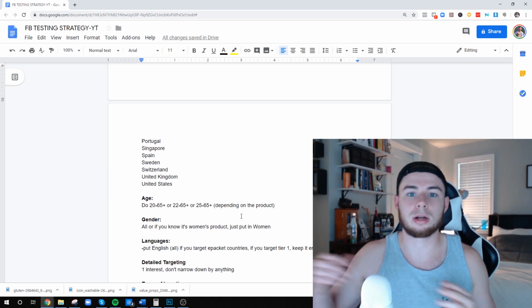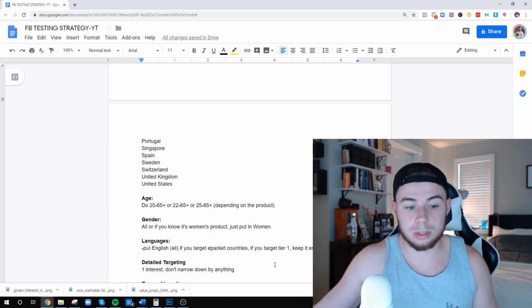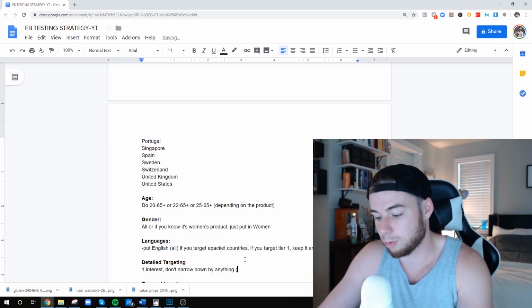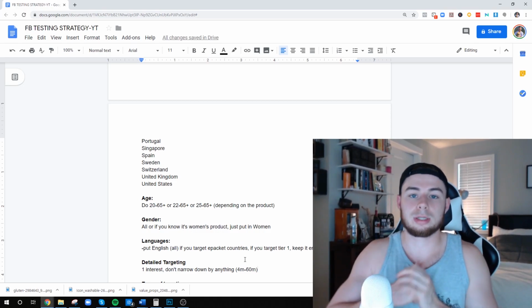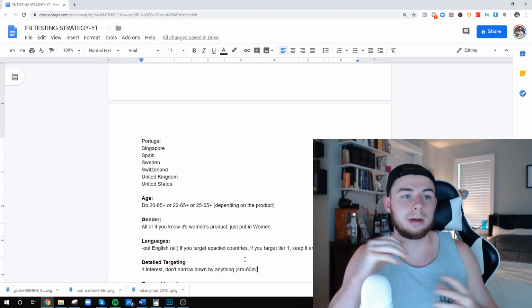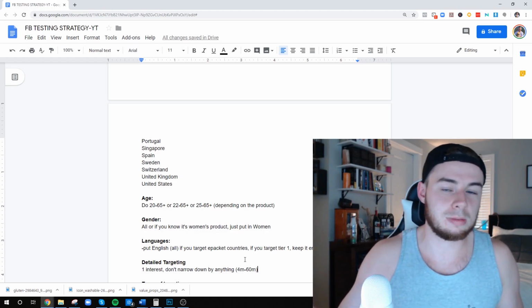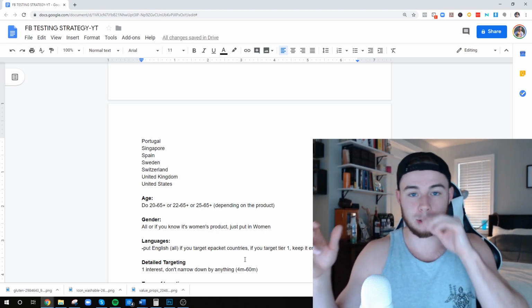Detailed targeting, this is where I say keep your audience size in the range of 4 million to 60 million. You always want to keep your detailed targeting in that range. What this is going to do is give you a minimum audience size that's big enough where you can find pockets of buyers in there that are going to purchase, but also not too large, past 60 million. And what I found the sweet spot to be is around 20 to 30 million.